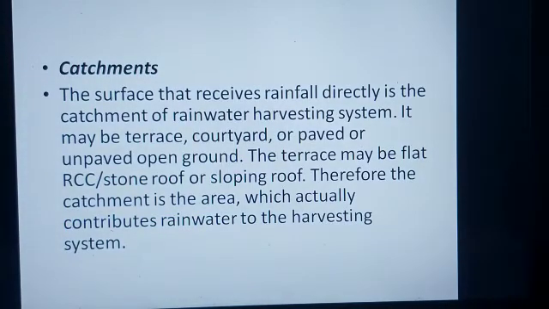Now let us see the various components that are present in the rainwater harvesting system. The first one is catchment. The surface that receives rainfall directly is known as a catchment area. Here the catchment can be RCC or stone roof or sloping roof. Anything can be a catchment area. Therefore, the catchment is an area which actually contributes rainwater to the harvesting system.